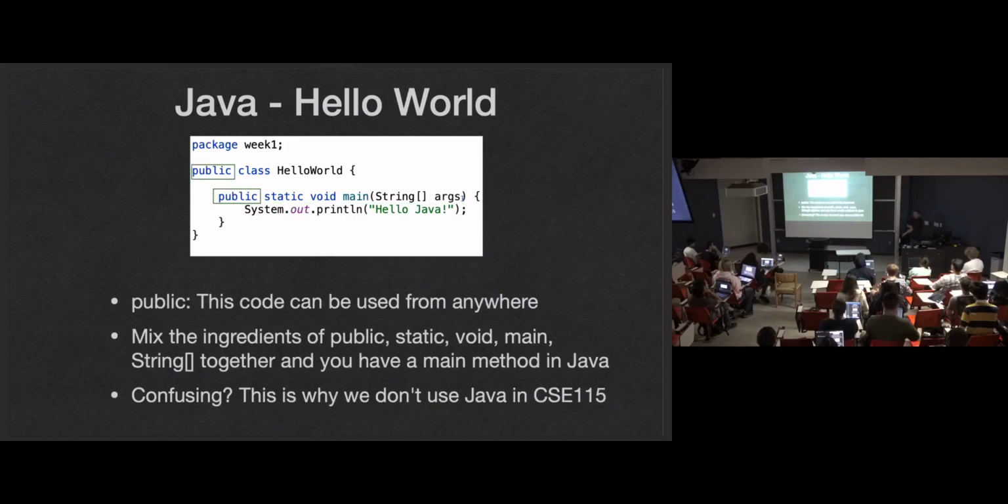And then public means that we can access this code from anywhere. There's different access modifiers in Java that restrict who can use the code that we're writing. Public means anybody from anywhere who has access to this code, they're allowed to call these methods. Your main method has to be public, so we're going to make it public.